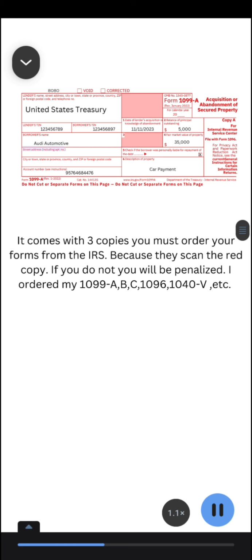Form 1098. Lender's TIN. Borrower's name. Rev. 1-2022. Street address including apartment no. Account number. See instructions. Borrower's TIN. Cat. No. 14412G. City or town, state or province, country, and ZIP or foreign postal code. Lender's name, street address, city or town, state or province, country, ZIP or foreign postal code, and telephone no.